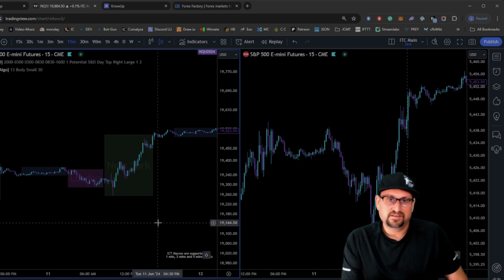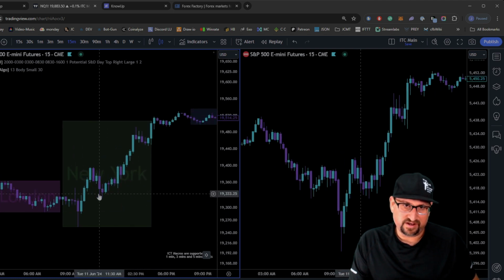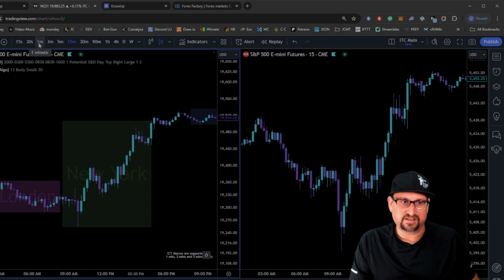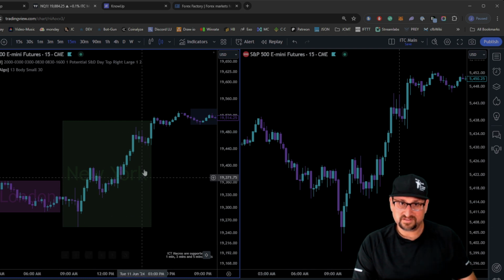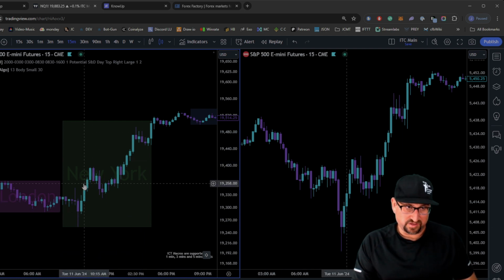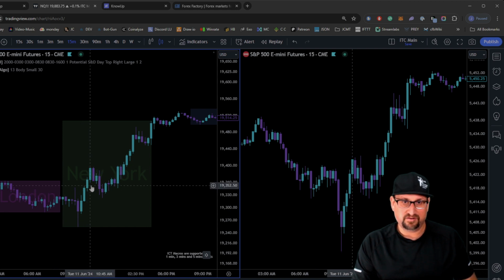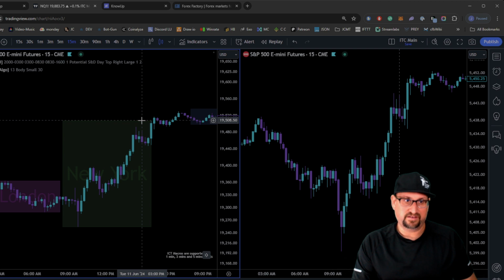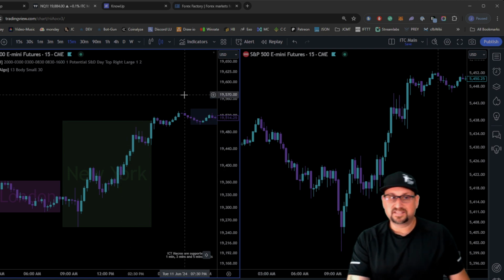All right. So, once we came down into this 15-minute right here, what can I start doing? I can drop to the 1 and I can start looking for my actual models, which would be almost the same exact thing. Sweep, displacement, fair value gap, breaker block, boom, bang, external, internal to external. All right. So that's my edge, guys.